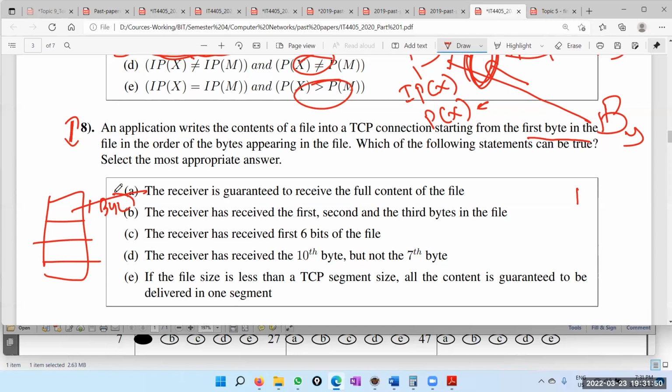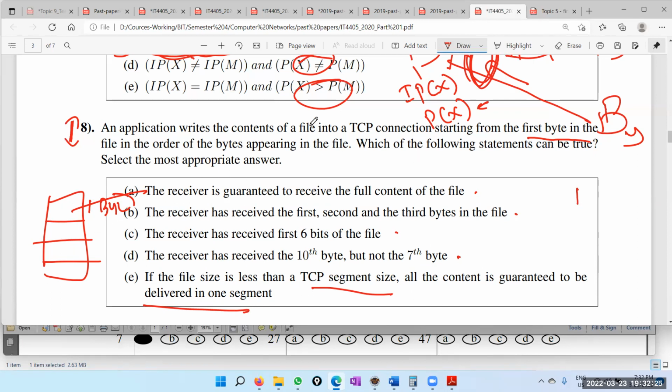So the answers are: the receiver is guaranteed to receive the full content of the file. The receiver has received the first, second, and third bytes in the file. The receiver has received the first 6 bits of the file. The receiver has received the 8th byte, but not the 7th byte. If the file size is less than the TCP segment size, all the content is guaranteed to be delivered in one segment. So unfortunately, this question only says that the first byte has left.